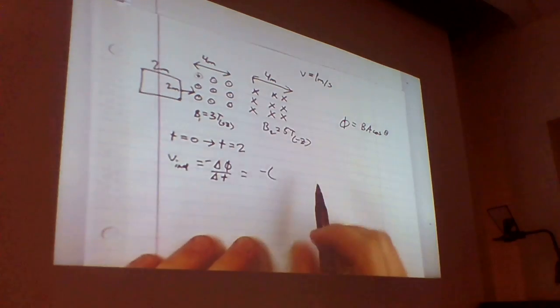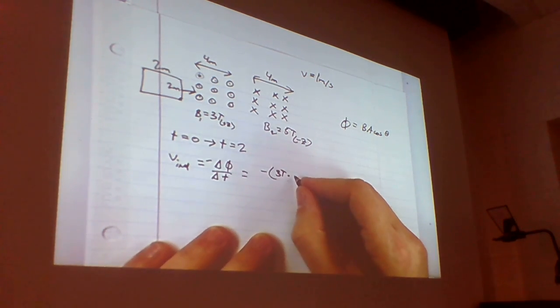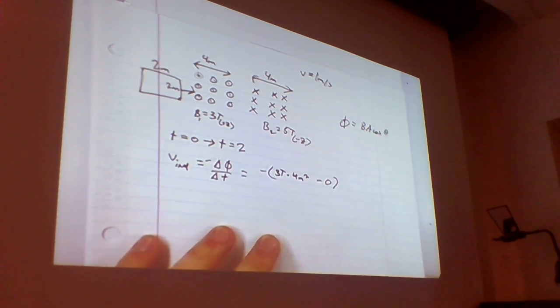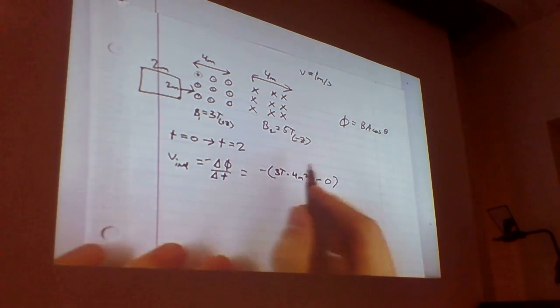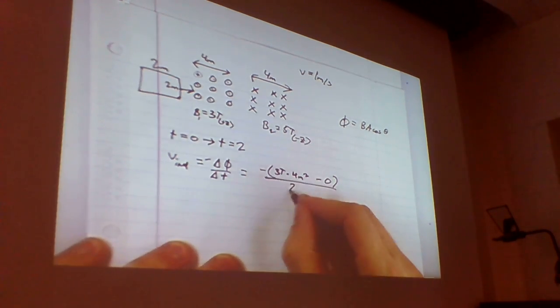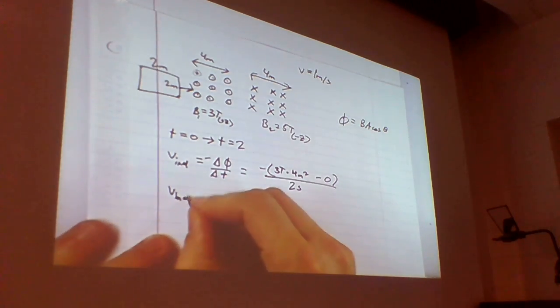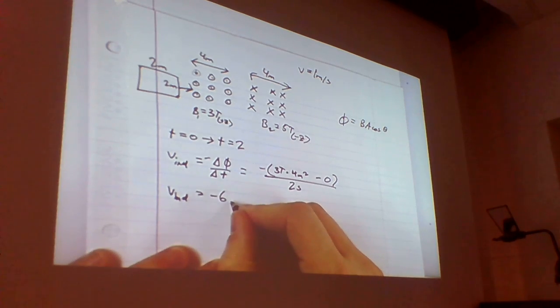So B is 3. So you have 3 Teslas times your area, which is 4 meters squared, and then minus 0 because our initial flux was 0 because we had no magnetic field. Cool. Our change in time was 2 seconds. Awesome. So, our V induced equals negative 12 over 2, which is negative 6 volts.